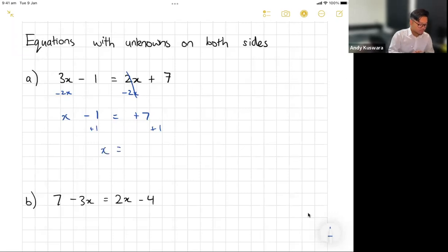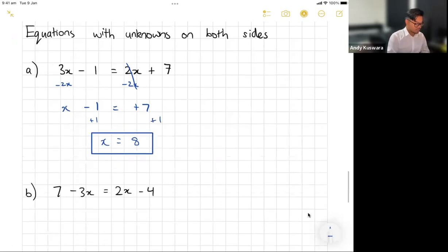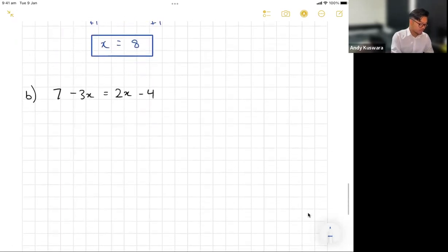So I've got x equals positive 7 plus 1. That just is going to give me positive 8. Boom. There's my answer.